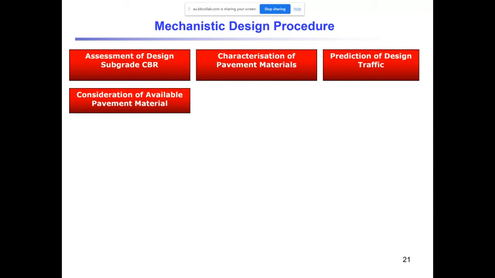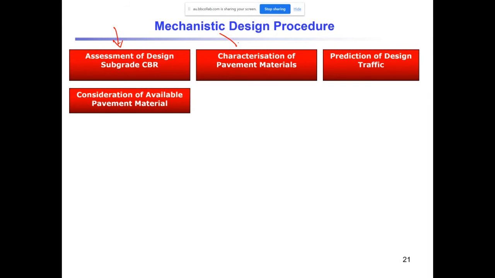So this is the procedure for mechanistic design. Initially, we start from site investigation. We conduct different types of tests. You're already familiar with that one. For assignment 1, you worked on that one. Different types of tests, DCP test, CBR test, and so on. And we determine the design subgrade CBR.